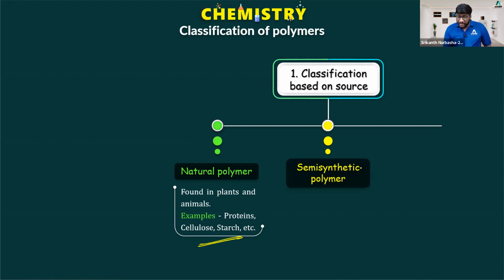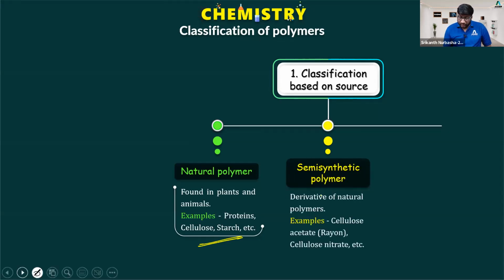You can have semi-synthetic polymers. Semi-synthetic polymers are derivatives of natural polymers. Example, cellulose acetate or rayon, cellulose nitrate. From the natural polymer, like from the cellulose, we can have the cellulose acetate formation, which is also called as rayons. Cellulose nitrate, these are all semi-synthetic polymers.